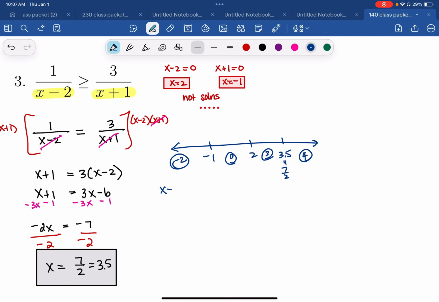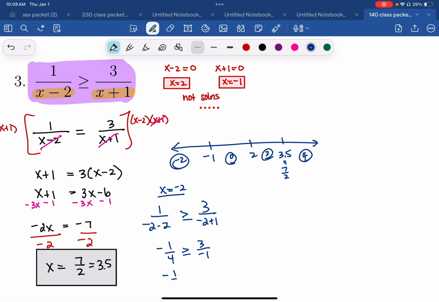So for x equals -2, and again, we're plugging into the original one. So all the way back here, I'm going to put it in purple again. We're plugging in there. So that's 1 over -2 minus 2 greater than or equal to 3 over -2 plus 1. That gives me -1 over 4 greater than or equal to 3 over -1. So -1/4 greater than or equal to -3. And that is a true statement because -3 is more negative than -1/4. And so it is smaller. And therefore that one works.